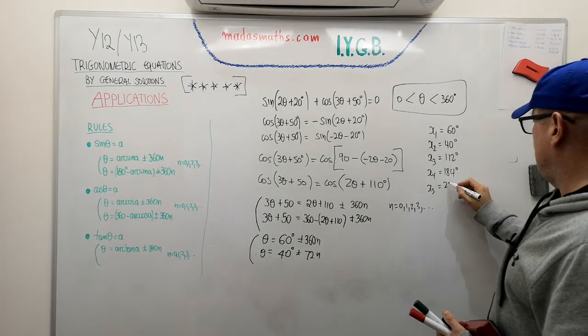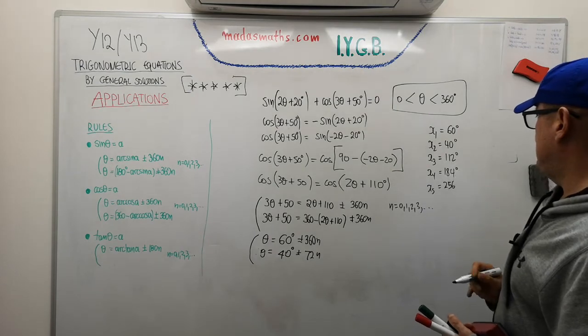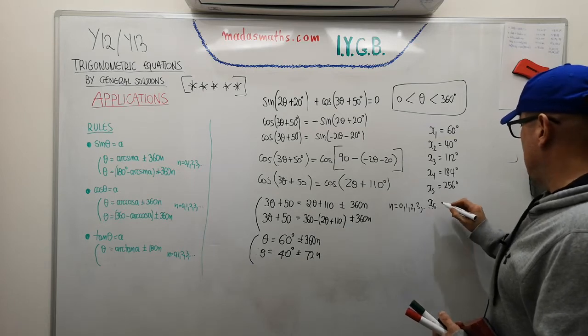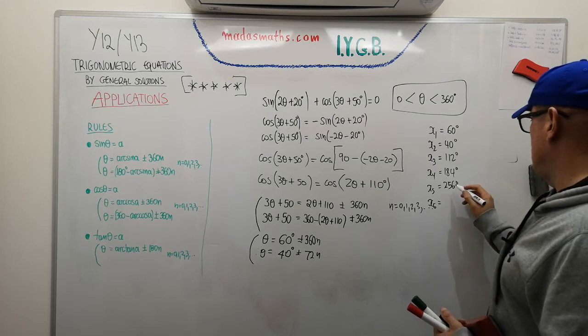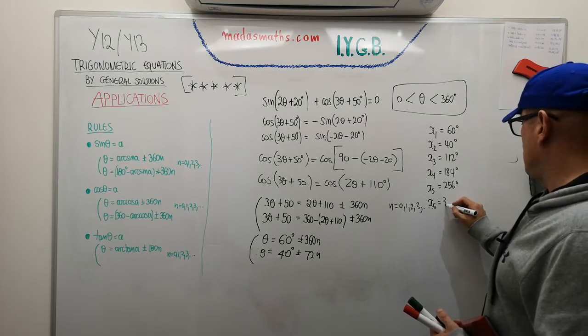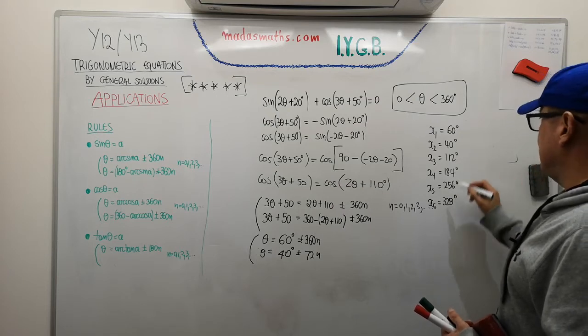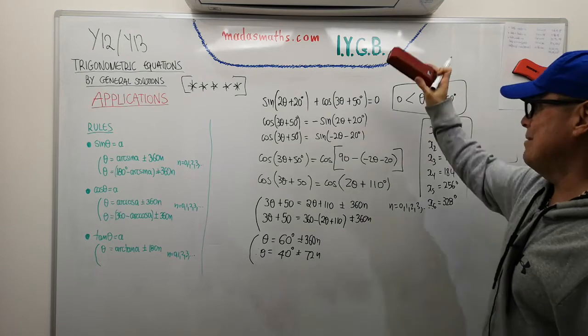Is it 256? 180 plus 70 is 250, so 256. I hope I'm not making any mistakes. I should really be using a calculator now. This is for accountants. 256 plus 72, 328, I hope. Or something like that. I think you get the idea. So I hope I haven't made any stupid errors with this. I've done the maths. That's the maths.